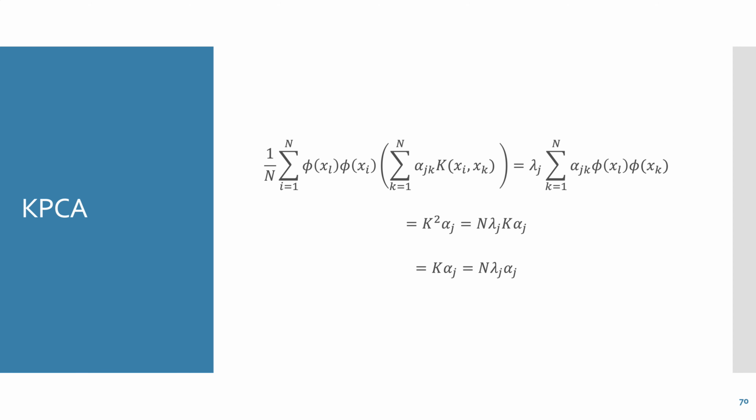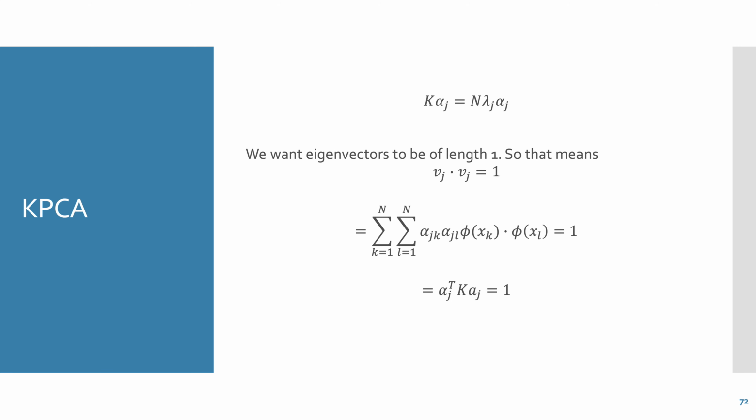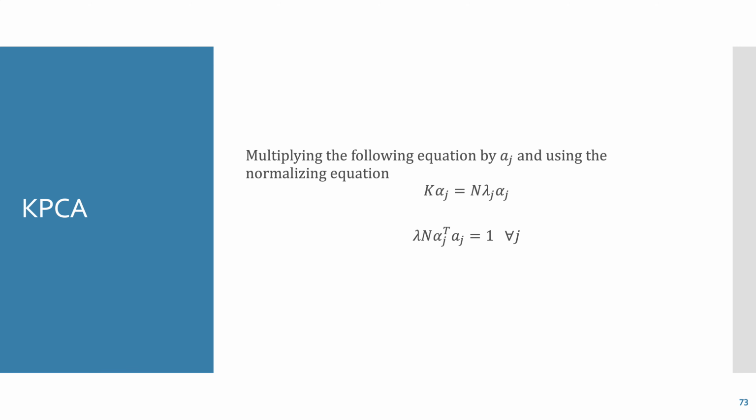Remember that we want our eigenvectors to be of length 1. So this means that each eigenvector, v sub j, dotted with itself, equals 1. Remember that this is the same as the L2 norm squared. We call this our normalizing condition. Using our linear combination of features definition for v, we set that equal to 1, and we get that we need alpha transpose K alpha to be equal to 1. Multiplying the following equation by alpha sub j and using the normalizing equation, we get the following. Lambda times N times alpha sub j transpose alpha sub j equals 1 for all j. Okay, this is a lot.